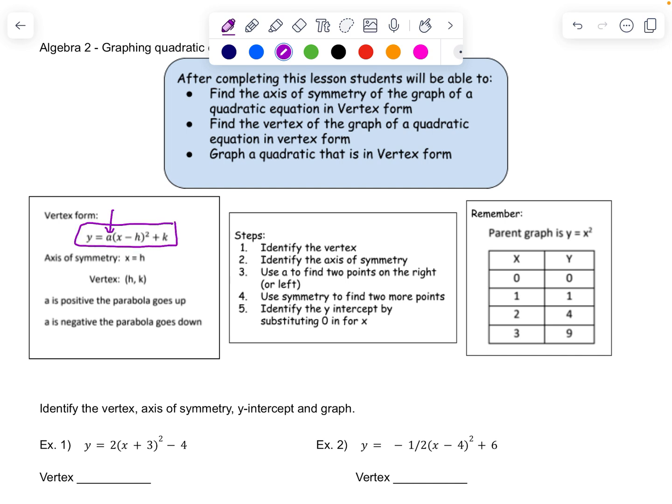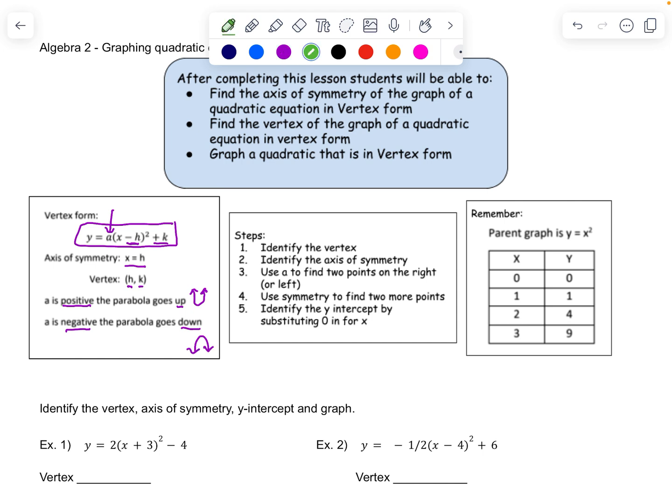That A is basically the same as our standard form A, but as you can see in here, this is the opposite of H, and this is our K. And H and K make up our vertex. Since the H is the X value for the vertex, it's also the X that makes the axis of symmetry, because all of the points on the axis of symmetry have the same H or X. If our A is positive, our graph is going to go up. If our A is negative, our graph is going to go down.